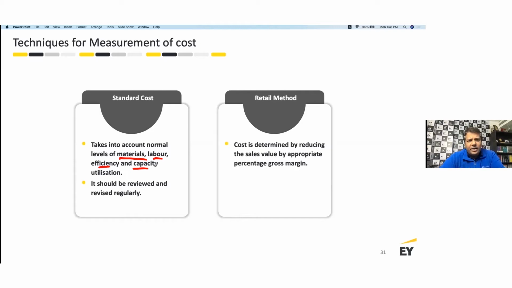Here, how do you determine cost? Cost is determined by reducing the sales value by an appropriate percentage of gross margin, for inventories of large numbers of rapidly changing items with similar margin. As I said, in a large retail format store, a large number of items are coming and going, but you have the margin at which you intend to sell, and you have the retail price fed into your sales system. That is how you pick up your cost as well.